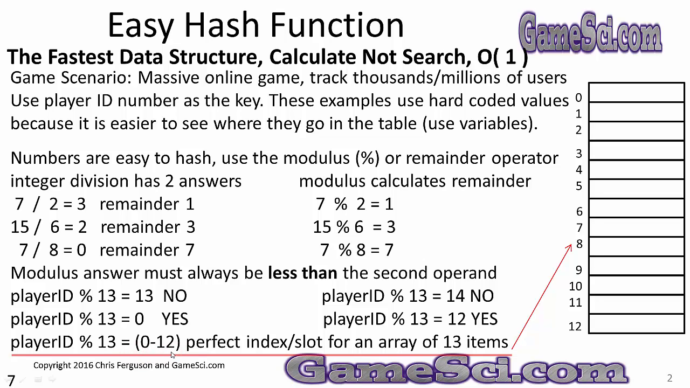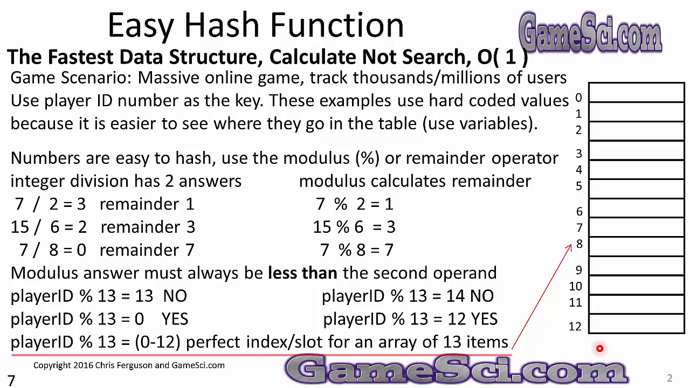Those are the only possible answers. The smallest is 0, the largest is 12, and any integer number in between is a possible answer when you do a modulus of 13. Well, that answer between 0 and 12 makes it a perfect index or slot for an array of 13 items.